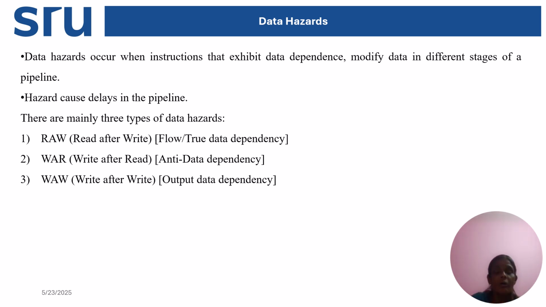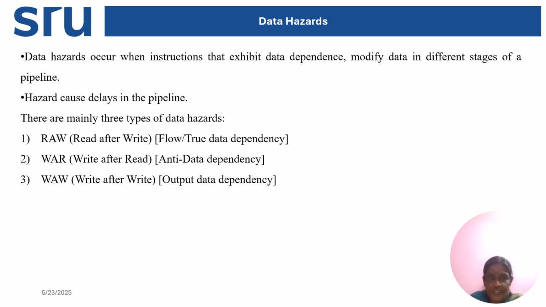So now, what is a hazard? We have seen so many hazards, namely data hazard, control hazard, structural hazard. First, let us see what the data hazard is. Data hazard occurs when the instructions exhibit data dependency. So the second instruction's input depends on the first instruction's output. Output, input, nothing but data only. That is data dependency. Modified data in different stages of a pipeline.